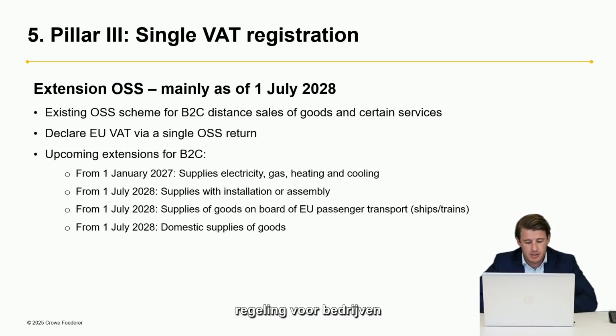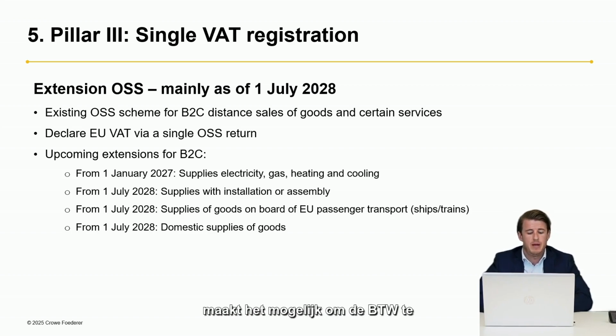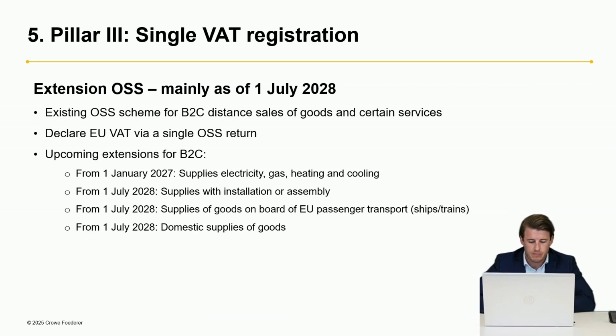The existing OSS scheme for businesses, for B2C distance sales of goods and certain services, makes it possible to pay VAT on those supplies across multiple EU countries via one single OSS return. And the EU member state where the business is registered for the scheme will forward the relevant part of the VAT return and the VAT payment to the EU member state where the VAT is due. This existing OSS scheme will be extended to other B2C supplies.